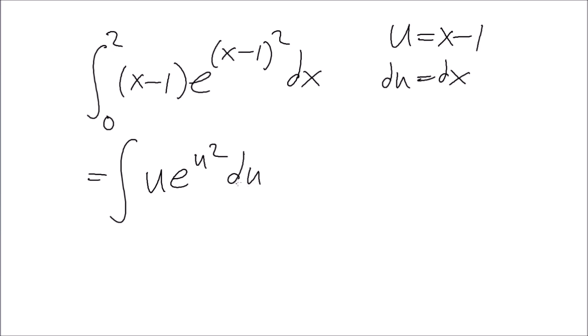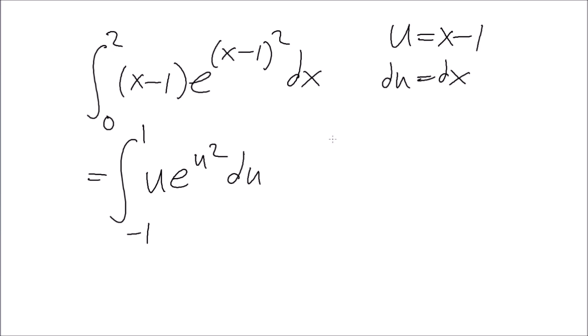Okay, cool. And then our bounds are what? Plug in 0, you get negative 1. Plug in 2, 2 minus 1, it's 1. Alright, what do we do? Another u substitution, right? Let w equal u squared. Wait a minute, stop. Stop right there. I think you nearly forgot something. What is this?